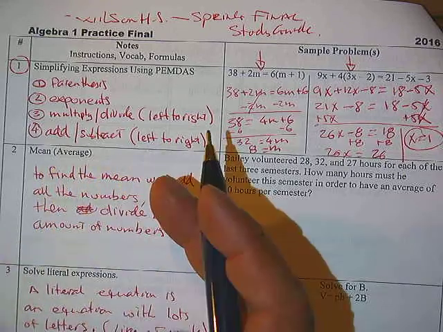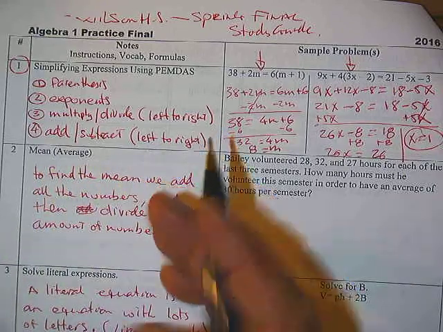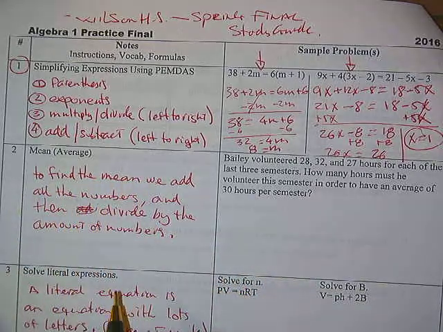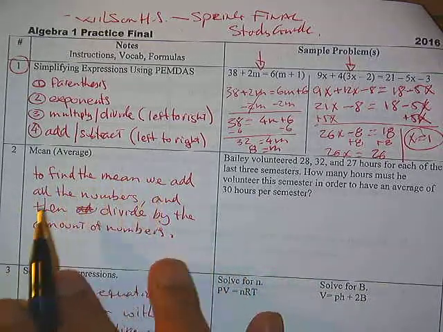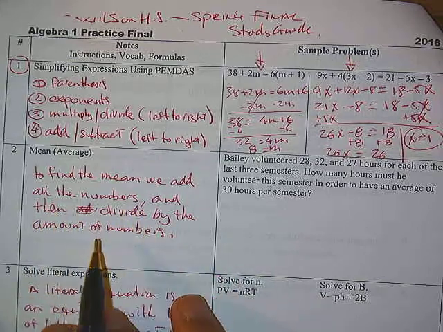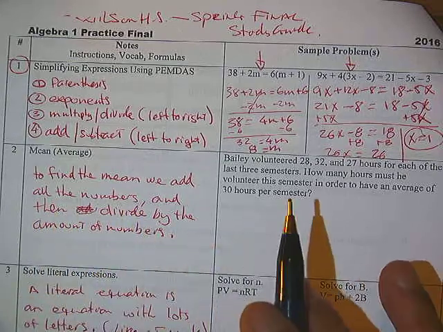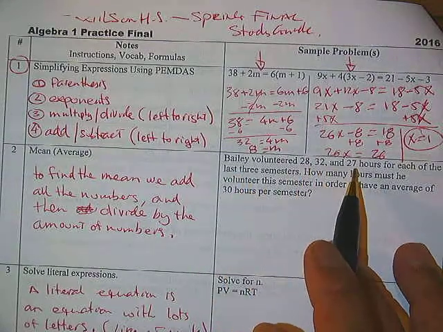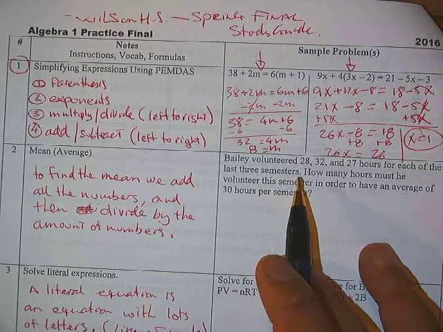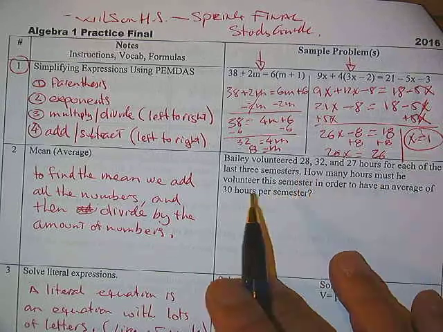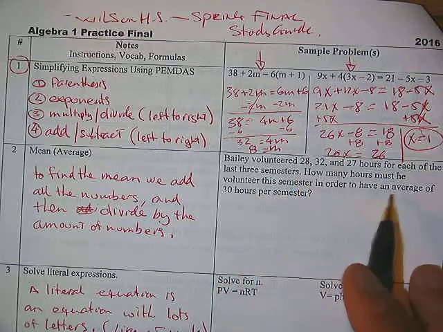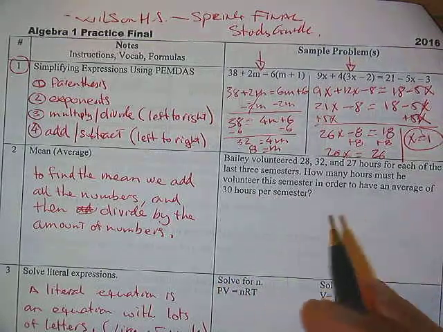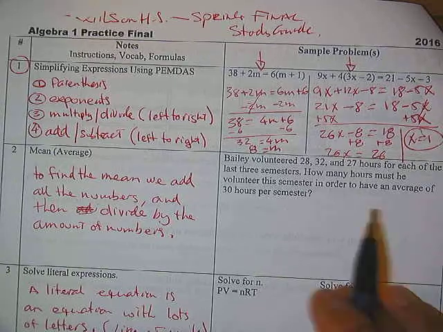So in statistics, we have 3 ways of describing average. There's the mean, the median, and the mode. The mean is one way of describing the average. And to get the mean, we add up all the numbers, and then we divide by the amount of numbers. So in this example, where Bailey volunteered 28, 32, and 27 hours for each of the last 3 semesters, how many hours must he volunteer this semester in order to have an average of 30 hours per semester?